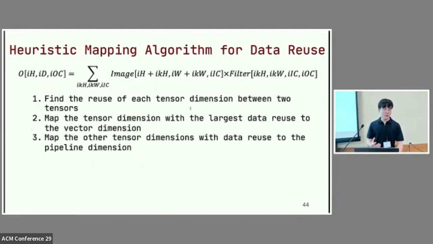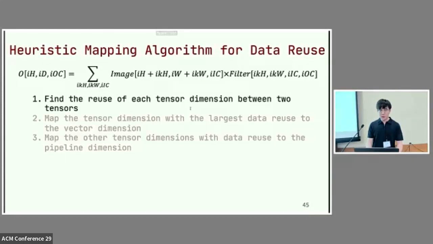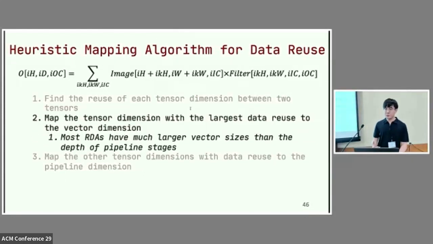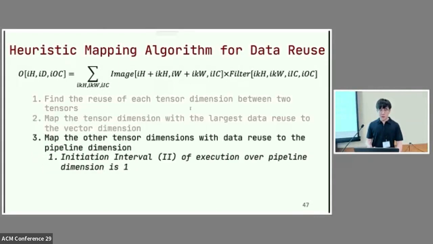To implement this strategy, we propose a heuristic-based mapping algorithm for data reuse. The input to the algorithm is an Einstein summation expression that contains sets of dimensions for two tensors, and sets of dimensions where reduction happens. We first find the reuse of each tensor dimension between the two tensors. Second, we map the tensor dimensions with the largest data reuse to the vector dimension, given that most RDAs have much larger vector sizes than the depth of pipeline stages. Last, we map the other tensor dimensions with data reuse to the pipeline dimension so that we can have a tight pipeline execution schedule.